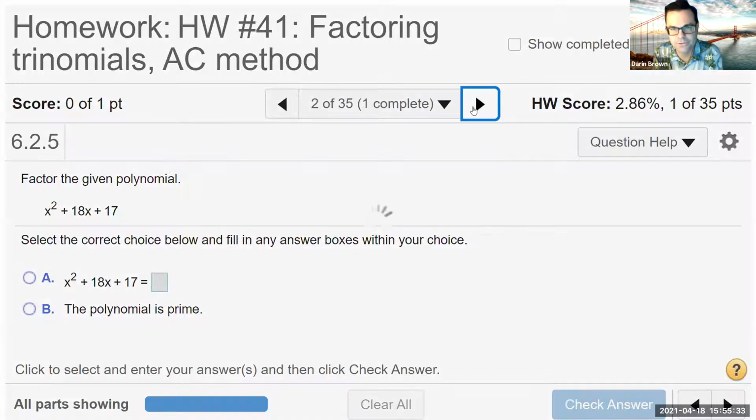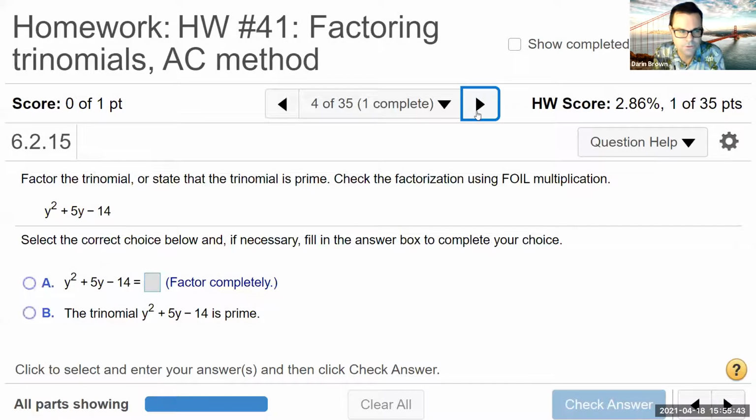Okay, this one is similar, so I'm going to skip it. This turns out to be a special formula, so I don't want to do this one right now.